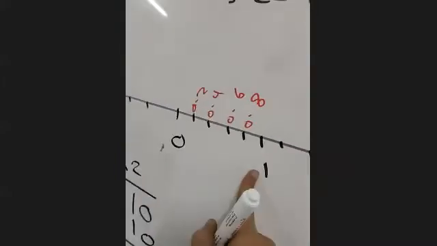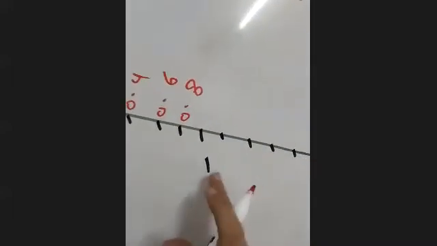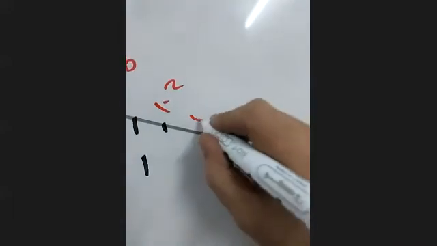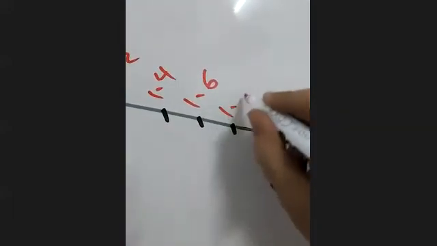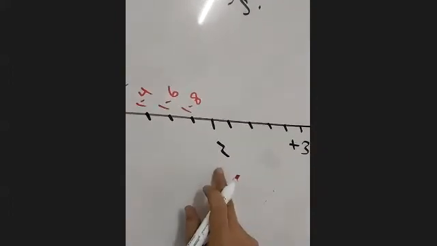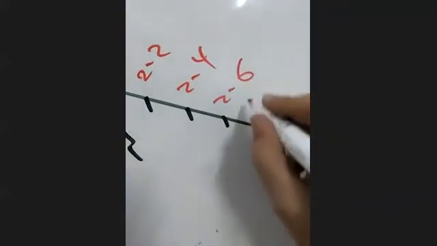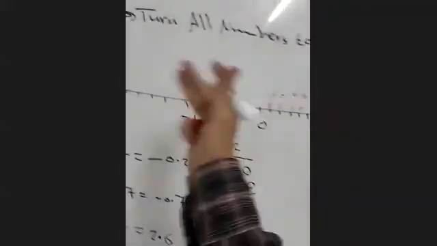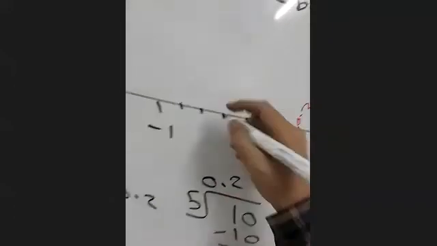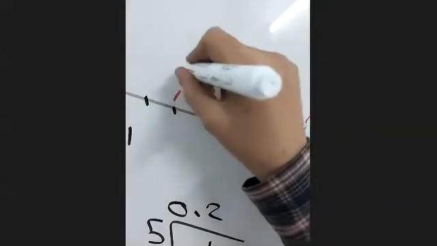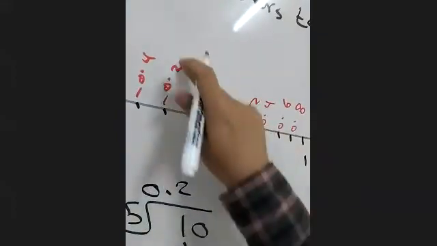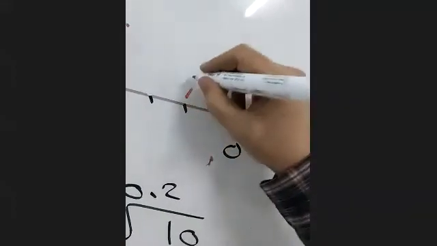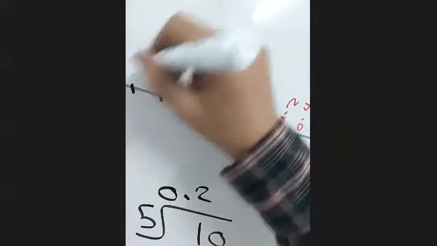After the 1, make it with me, guys, with small handwriting. After the 1, we have 1.2, 1.4, 1.6, 1.8. Now the 2. After the 2, we have 2.2, 2.4, 2.6, 2.8. Then we have 3. Now let's go to the negative parts. 0, then negative 0.2, negative 0.4, negative 0.6, and negative 0.8.